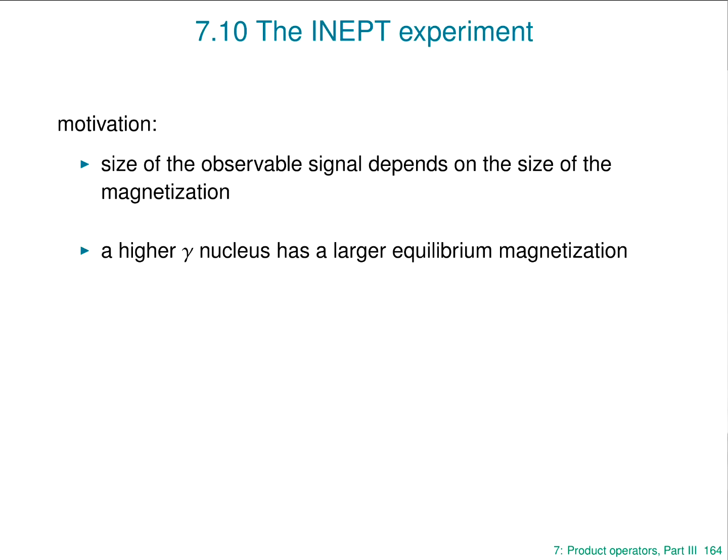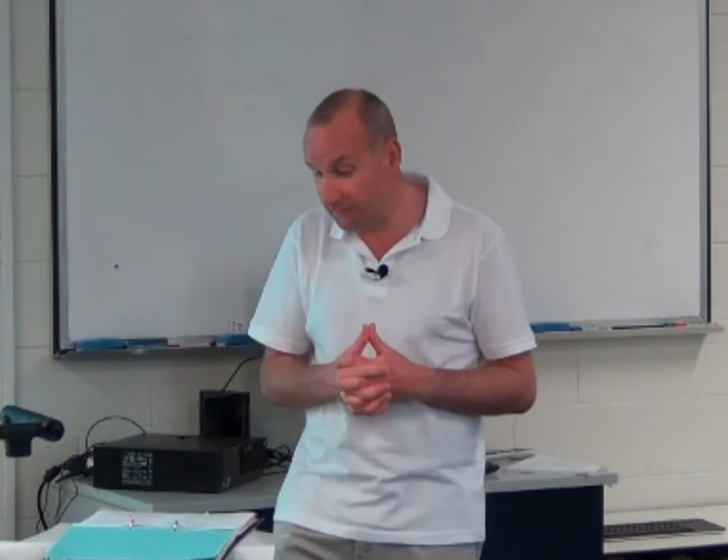And it also means that a nucleus with a higher gamma also has a higher magnetization. So proton, the gamma is bigger than carbon-13. That means the energy levels are further apart. So there's a greater population difference at equilibrium, and hence a larger equilibrium magnetization. And that equilibrium magnetization translates into a stronger signal.